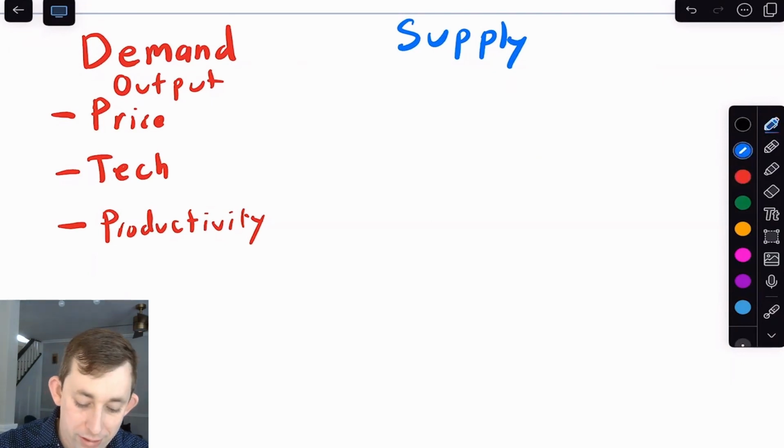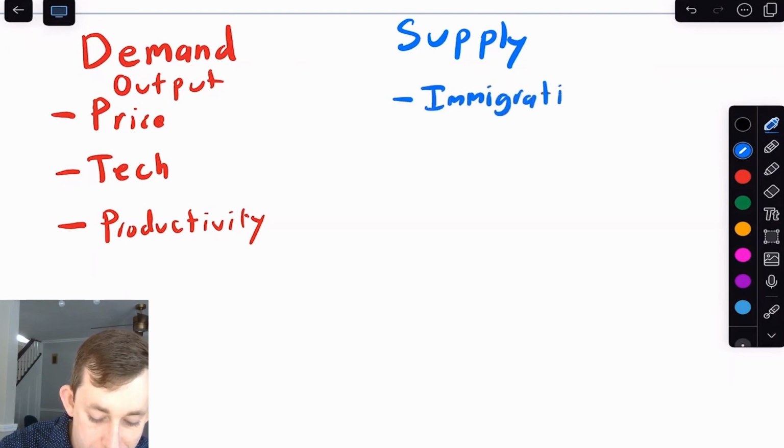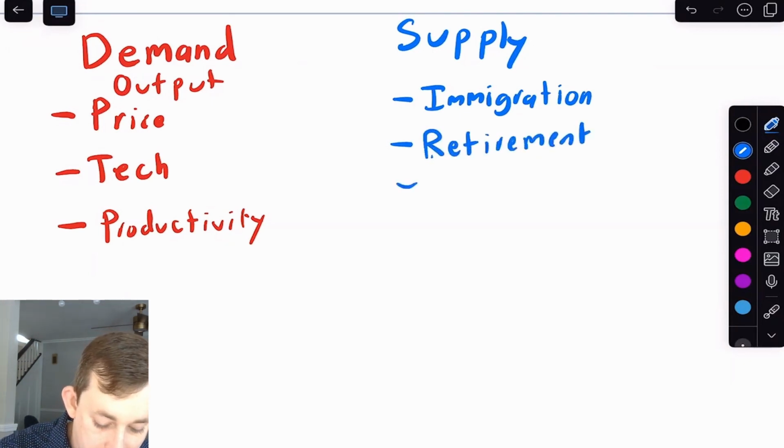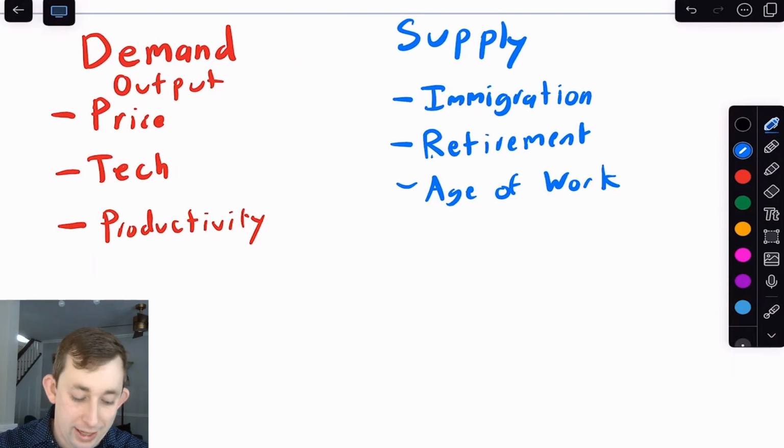If you see something like immigration, so a bunch of people are moving into or out of an area, that's going to shift the supply curve. If you see something like retirement, or maybe something like the age of work, where you're adjusting how many people are able to work or looking for a job, anything that shifts those sorts of metrics is going to shift the supply curve but not the demand curve. And I think this table is really helpful, even though it's maybe not nicely written.